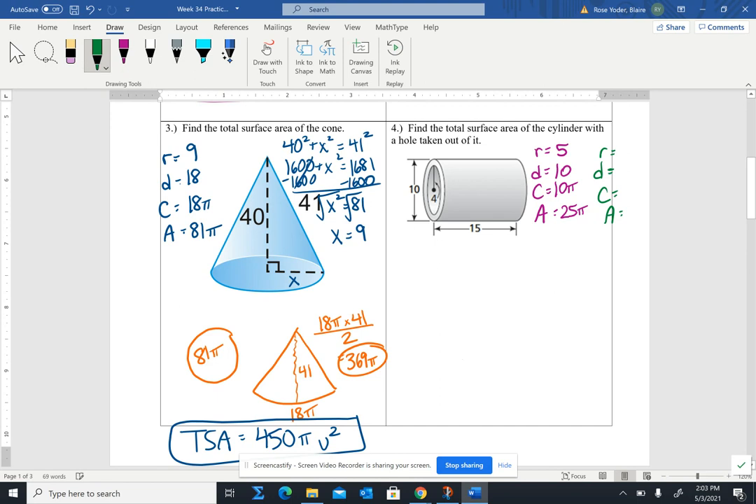Now let's move on to the little circle. This time I gave you the radius, 4. Diameter is double that, so 8. Circumference is 8 pi, and then the area is 4 squared pi, 16 pi.